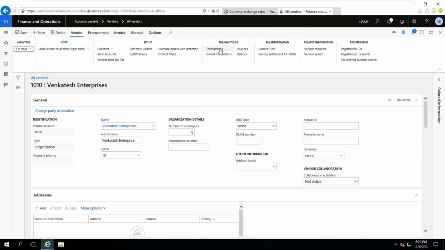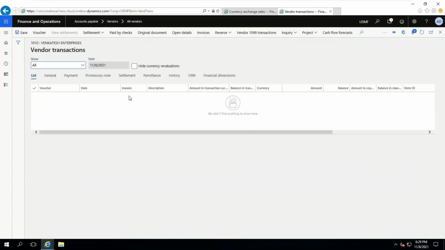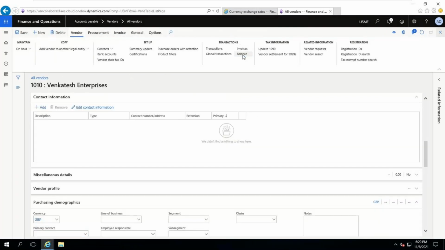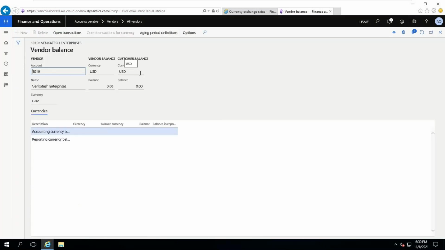it is blank because we have not created any single transaction till now. If you verify the balance, it will be 0. At this point it is 0 only.